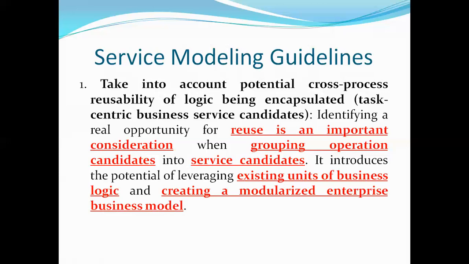It introduces the potential of leveraging existing units of business logic and creating a modularized enterprise business model. So you develop the web services as small modules, so that whenever the end user gives you a requirement, you group these small web services and the requirement is fulfilled in quick time. You are providing the service to your end user with the help of this reusability feature.